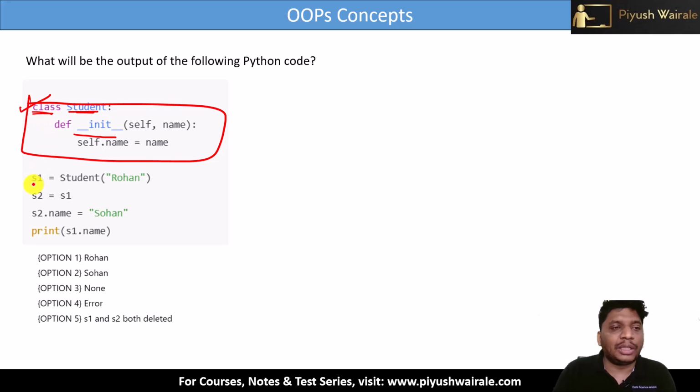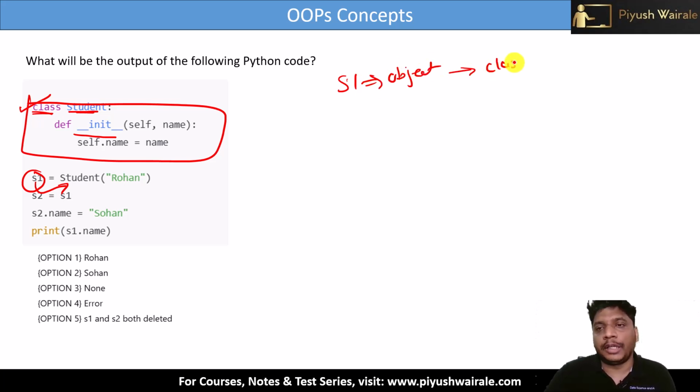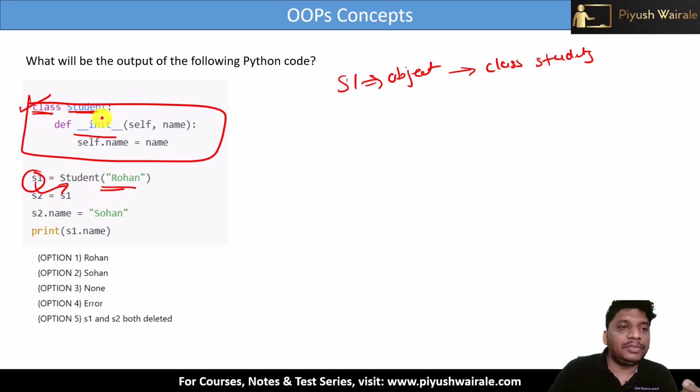Now if you look here, S1 equals Student. So this S1 belongs to the class Student. What is S1 here? S1 is basically an object which belongs to the class Student. Now, in brackets after Student we have specified Rohan. If you observe the class Student, what does this __init__ function do? Whenever we create the object, at that time this particular function gets executed. So this __init__ constructor will execute automatically when we create the object.